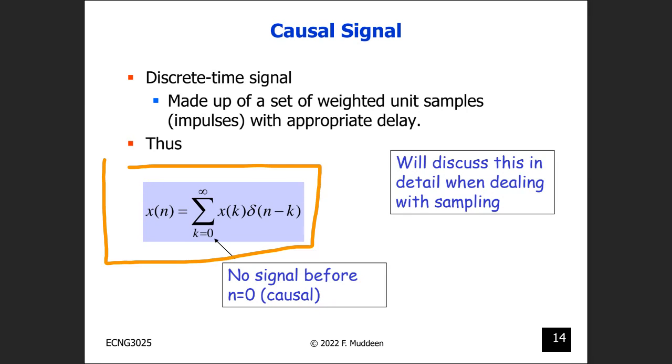So for a causal signal, any sequence can be built up as a sum of weighted unit samples, weighted impulses with the appropriate delay. And the delays are always integer multiples of some interval that you're looking at. So n will be 1, 2, 3, 4, times t, whatever t happens to be. You could never have a 1.1 or 6.7, that kind of thing.